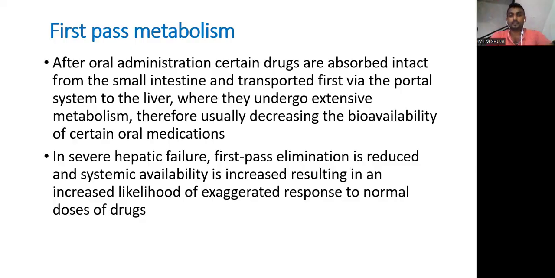After oral administration, certain drugs undergo extensive metabolism in the liver, therefore decreasing bioavailability. In severe hepatic failure, the first pass metabolism is reduced or absent, so your bioavailability is increased. When there is too much bioavailability, you normally expect an exaggerated response, that is a toxic effect or serious side effect or adverse reaction.